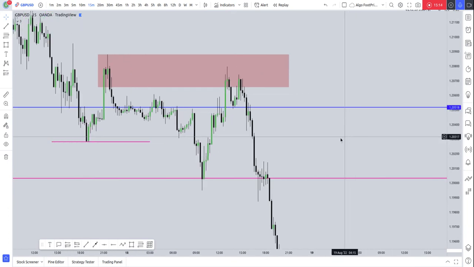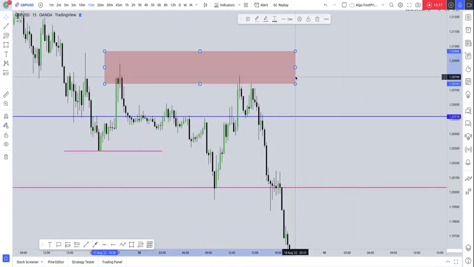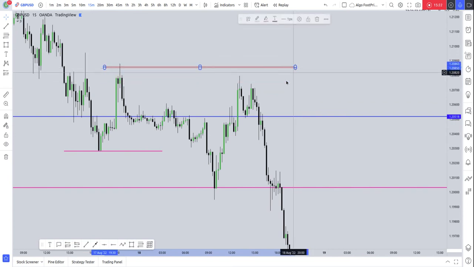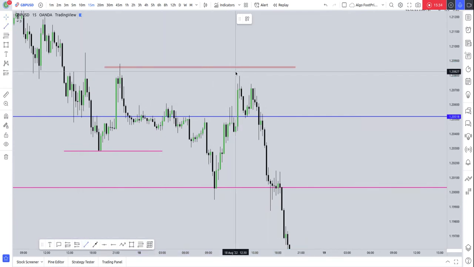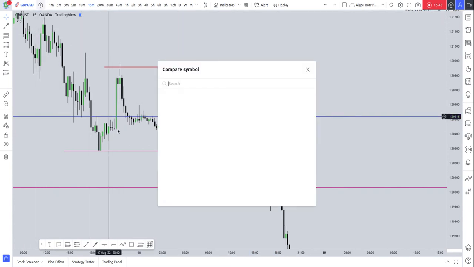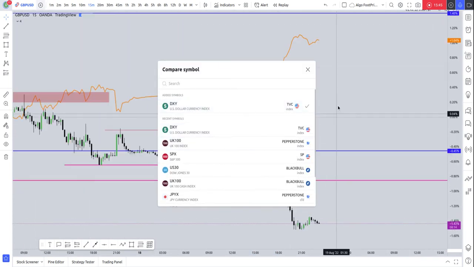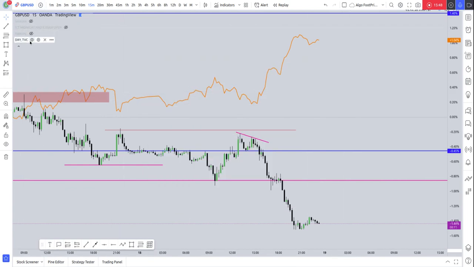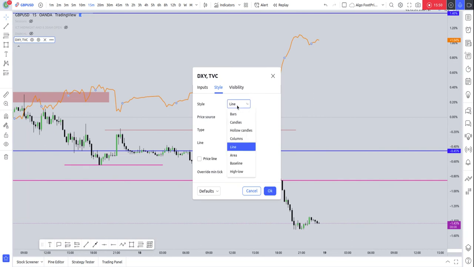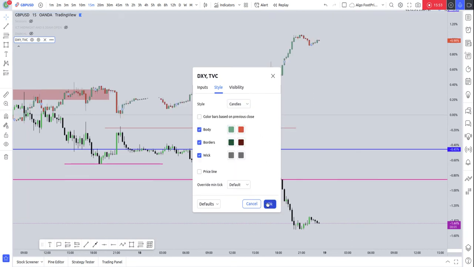Now, let me do this for a clear view. Okay, just remember this is an order block and the break on the market structure. Now, this is a smart money technique as ICT says it, and I'll show you. I'm going to add DXY, and I'm going to turn it into the line. I'll change to candles.